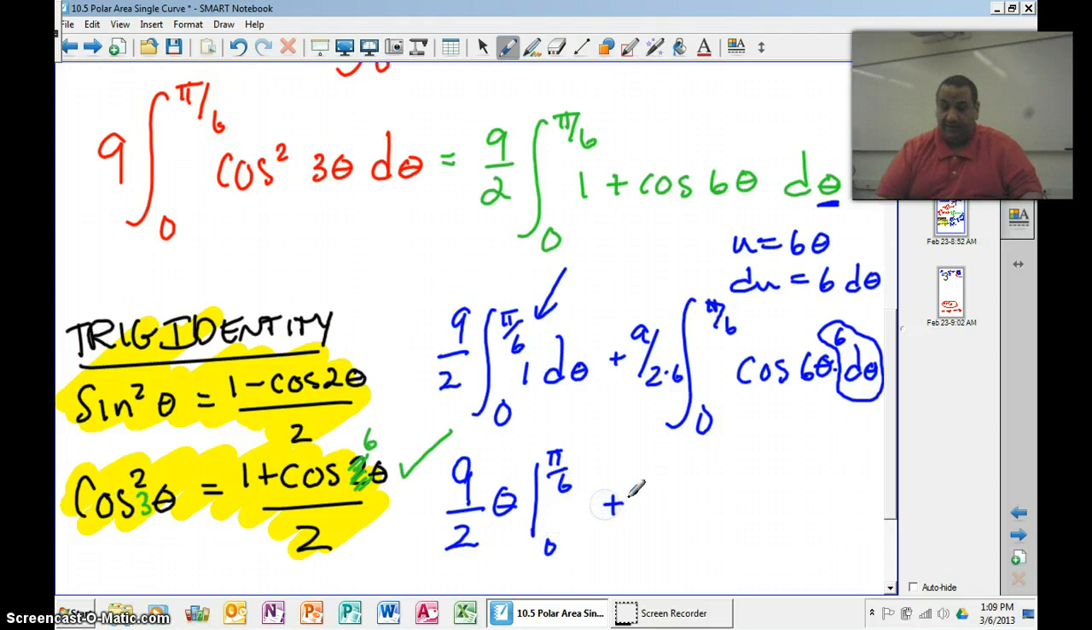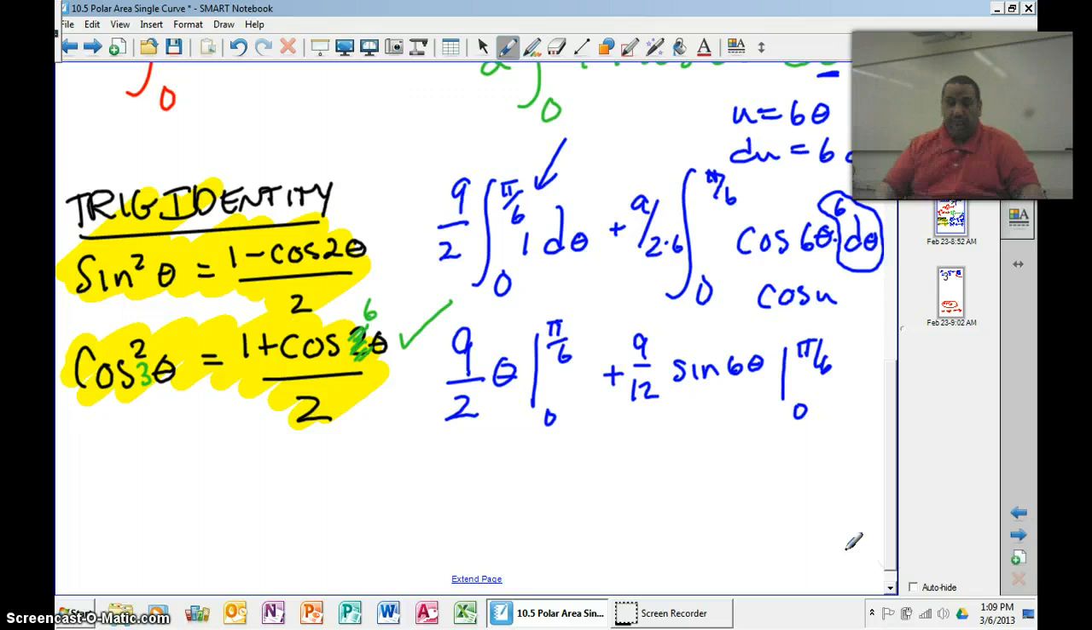We'll do that in a second. But now this one is going to be 9 over 12. I'll worry about that later. And remember, this is now cosine u. Well, the integral of cosine is sine. So we're going to get sine of 6 theta. I'll replace it back. And now I'll evaluate it from 0 to pi over 6. So I do these problems and I'm done.